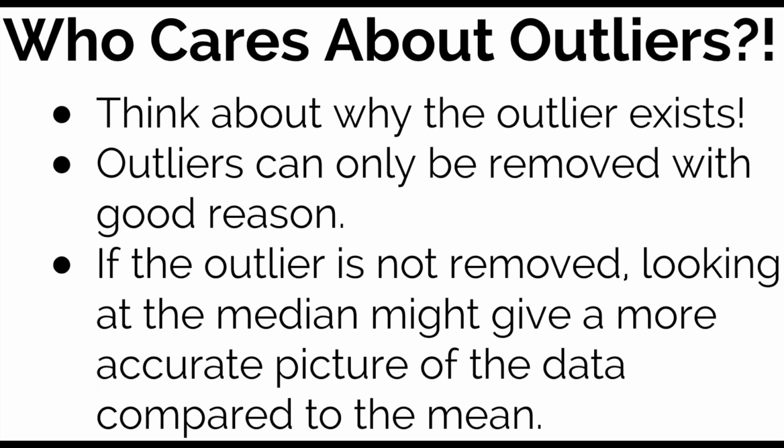In summary, for the considerations of the outliers, you need to think about why the outlier exists. So again, maybe that student had a bad day. You want to think about why it exists to begin with. Outliers can only be removed with good reason. So if there is a good reason to get rid of it, that's totally fine to get rid of it. But if there isn't, then you have to actually keep the data there. If the outlier is not removed, looking at the median might give a more accurate picture of the data rather than looking at the mean or the average.